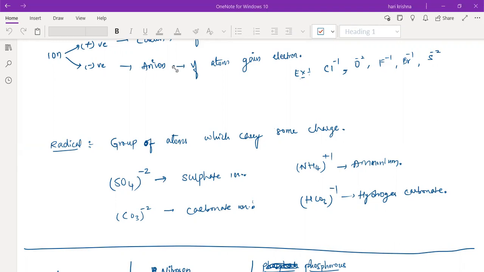What is the formula? Yes, sir, it is SO3 minus 2. SO3 minus 2. You can see here.